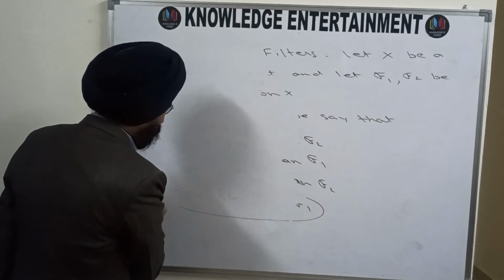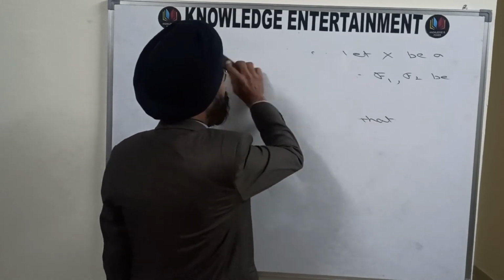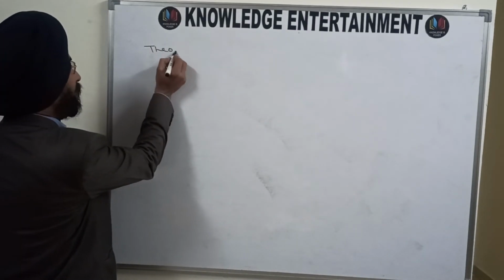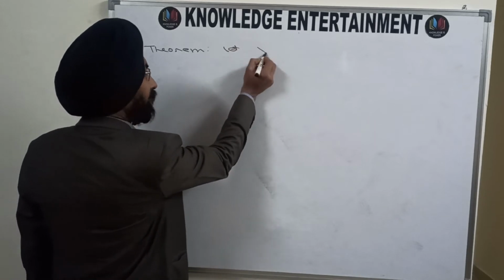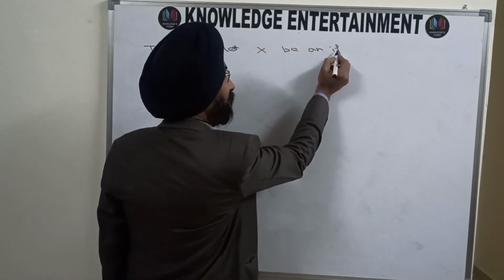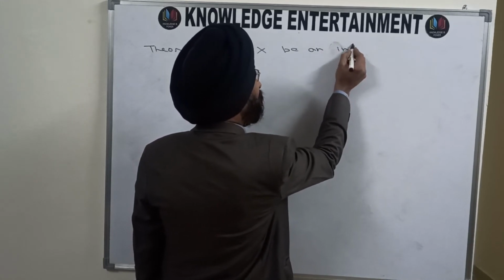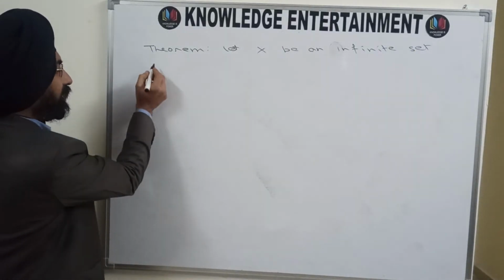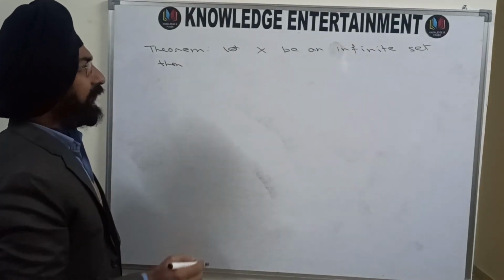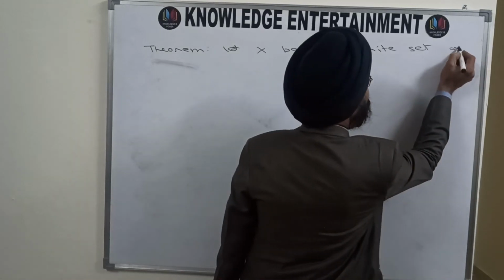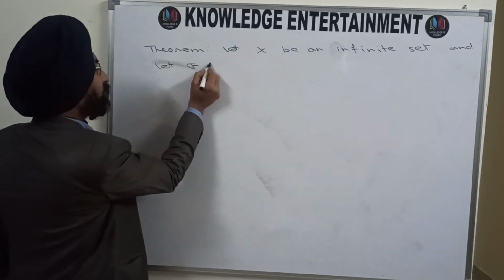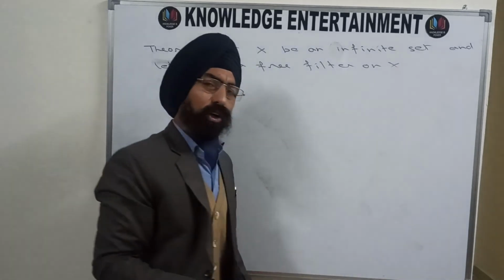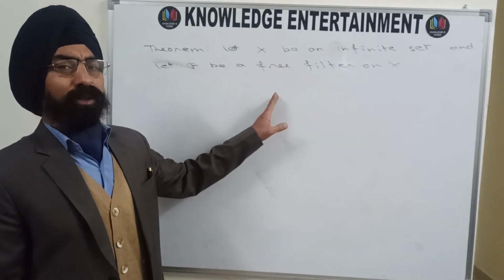So let us see what type of theorems there are on this topic, filters. So let us take one theorem. The first theorem that comes to my mind is: let X be an infinite set, and let F be a free filter on X. Free filter on X means the arbitrary intersection of members of F is phi.